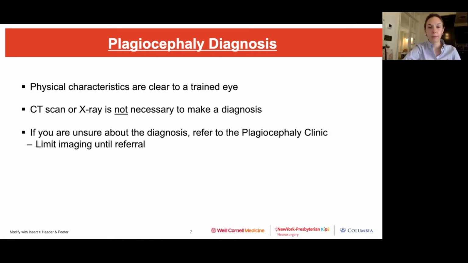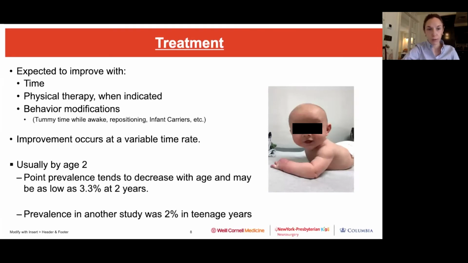You do not need imaging. This is physical exam only, and children get better with time, physical therapy, and behavior modifications. By age 2, you usually see this decrease substantially to a point prevalence of only about 3%. And when you look at teenagers, only about 2% of the population feels that they have any residual flattening.